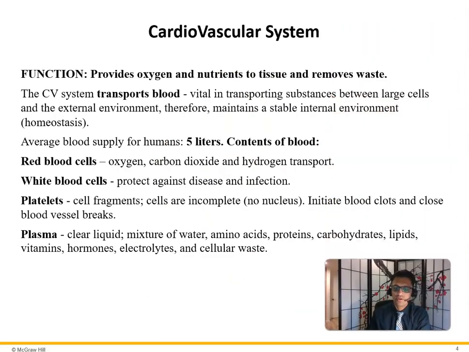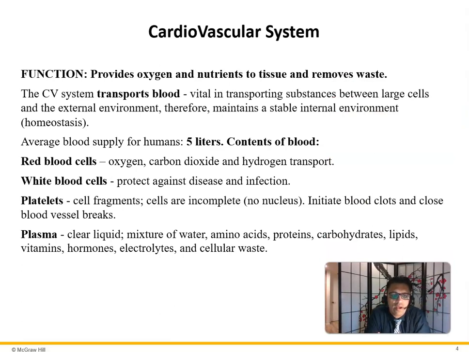All right, so the cardiovascular system provides oxygen and nutrients to tissues and removes waste. The cardiovascular system transports blood, vital in transporting substances between cells and the external environment, therefore maintaining a stable internal environment. We'll talk about blood and all the contents of blood in just a second, but the average person has about 5 liters of blood. Men have a little bit more just because of their sheer size. Men are a little bit larger than women, so men may have a little bit more blood just because they are on average larger. What do you find in blood?